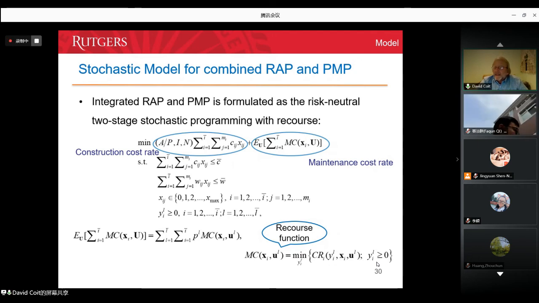So YIL, that means subsystem I, scenario L. Now notice if we go back up, the X variables didn't have an L superscript because they're the same, whatever scenario is observed. But the preventive maintenance, they do change. And so this maintenance cost rate is actually another optimization problem. I'm going to minimize and get the minimum cost rate by adjusting that preventive maintenance interval.